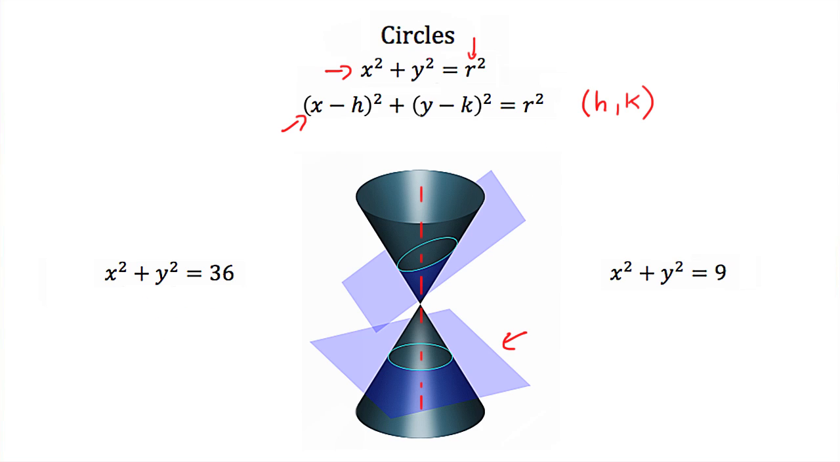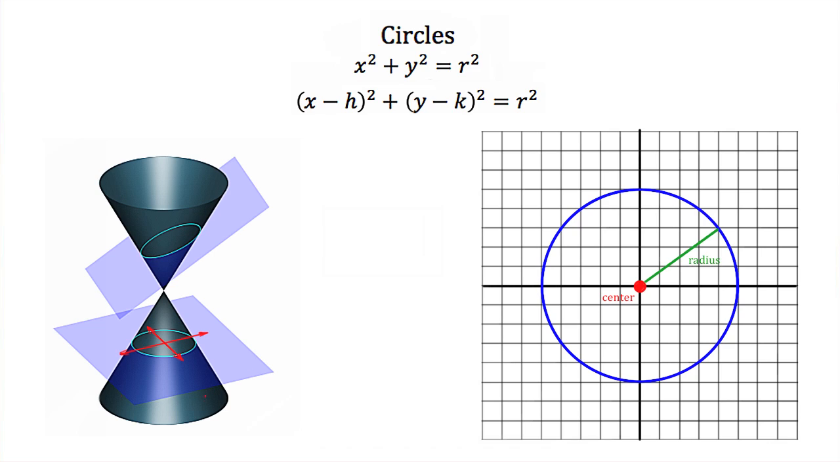An example of an equation of a circle would be x squared plus y squared is equal to 36. Our r in this case would be 6 because 36 is 6 squared. Another example would be x squared plus y squared is equal to 9. In this case our r would be 3 because 9 is 3 squared.